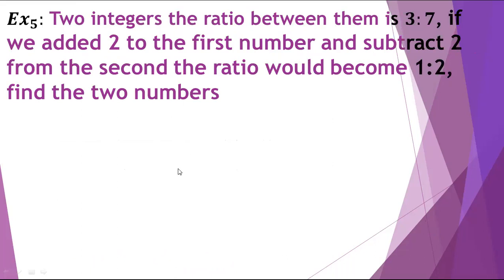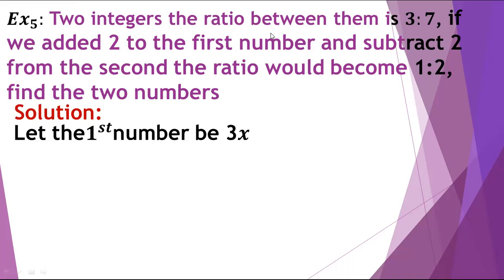Two integers, the ratio between them is 3 to 7. If we add 2 to the first number and subtract 2 from the second, the ratio would become 1 over 2. Find the two numbers. Since the ratio between the two integers is 3 to 7, we can break this ratio, 3 over 7, if we multiply each term of the ratio by a variable, and say this variable is x. That means the first number is 3x and the second number is 7x.